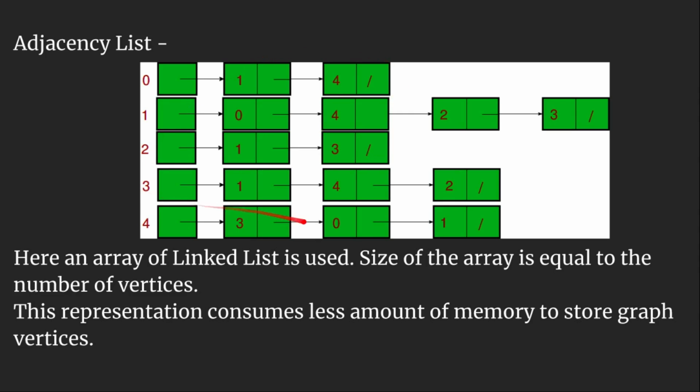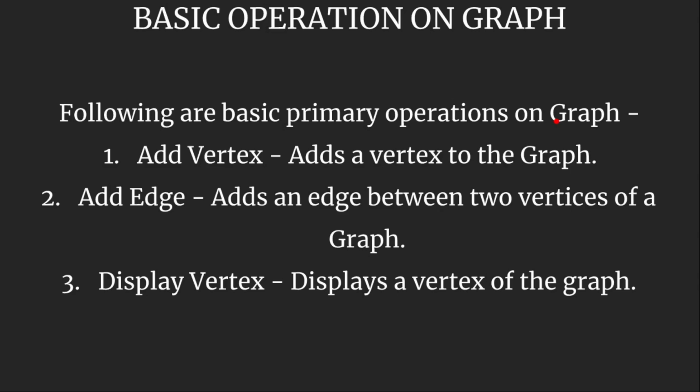From this representation we can interpret that with vertex 0, the adjacent vertices are 1 and 4. With vertex 1, the adjacent vertices are 0, 4, 2, 3. So it's just like this.